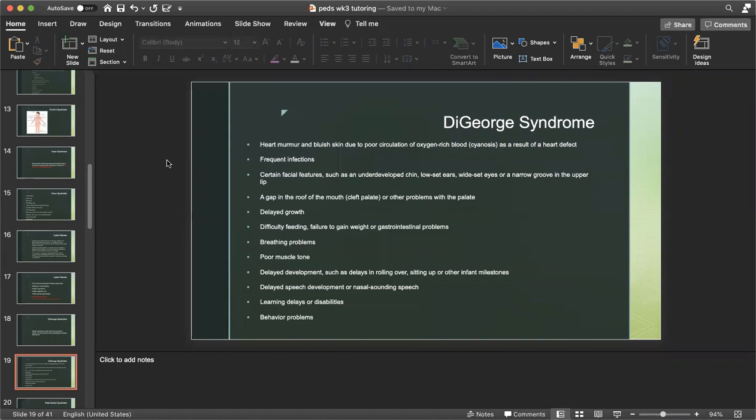a gap in the roof of the mouth, aka cleft palate, or other problems with the palate, delayed growth, difficulty feeding, again, because of that cleft palate, failure to gain weight, or GI problems, breathing problems, poor muscle tone, delayed development, such as delays in rolling over, sitting up, or other infant milestones, delayed speech development or nasal sounding speech, learning delays or disabilities, and behavior problems.